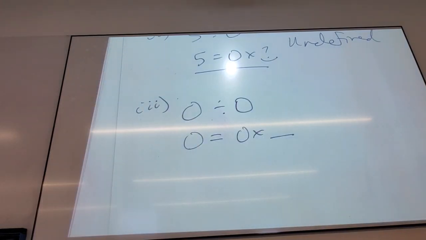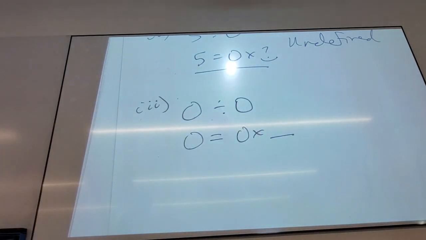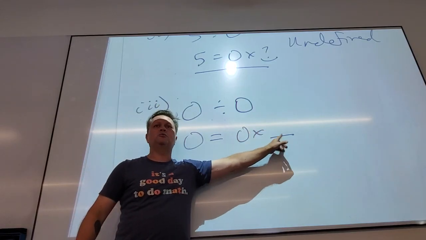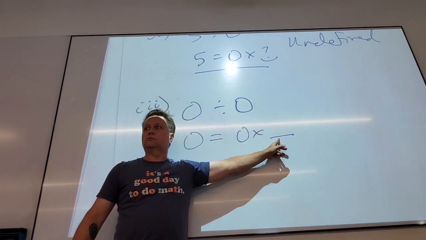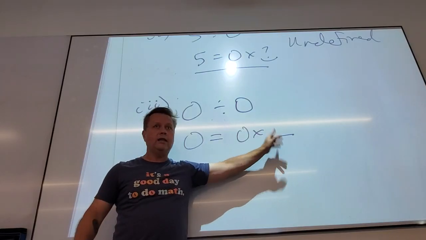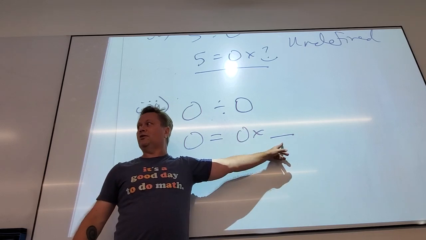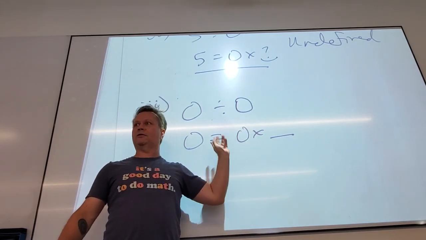When is that not true? Is that only true for a certain number? Is 0 equal to 0 times just 7? Is that the only number that would work? I need you guys with me. 0 equals 0 times what? What could you put here and that would be true? 0. You could put 0. Anything, yes? 7 times 0 is 0. 8 times 0 is 0. Square root of 11 times 0 is 0. Negative 14 over 93 times 0 is 0, yes? Okay.